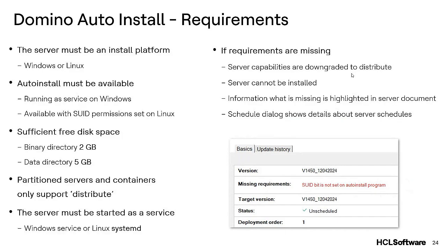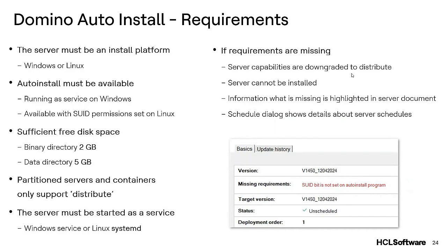There has to be sufficient disk space, and we fix that at least 2 gigabytes for the binary directory and at least 5 gig for the data directory. Partition servers and containers are not supported for install. So they only support distribute. You can distribute to those servers, but then you would have to manually do the install steps.